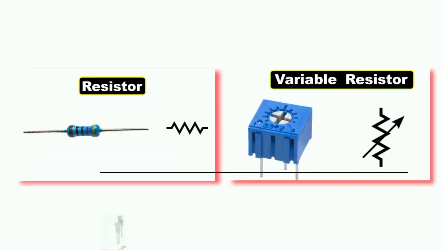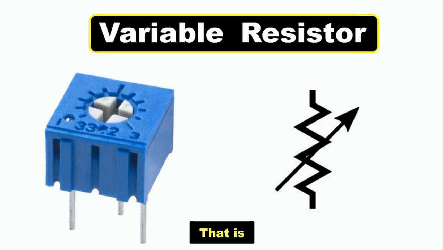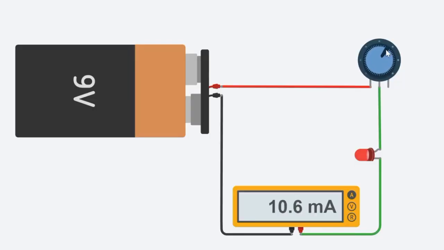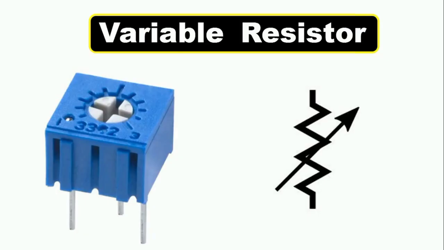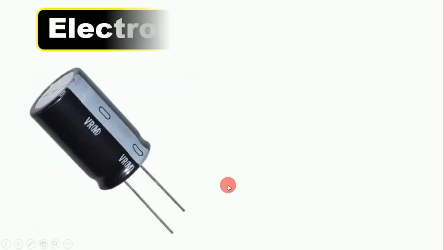So only difference between these two resistors is value of that resistor is fixed and value of this variable resistor can be changed. We use this variable resistor in a circuit where we have to control the sensitivity. That is, if we want to change the value of resistance in a circuit, then we use this type of variable resistor. Now this third component which you can see here, this is known as capacitor.